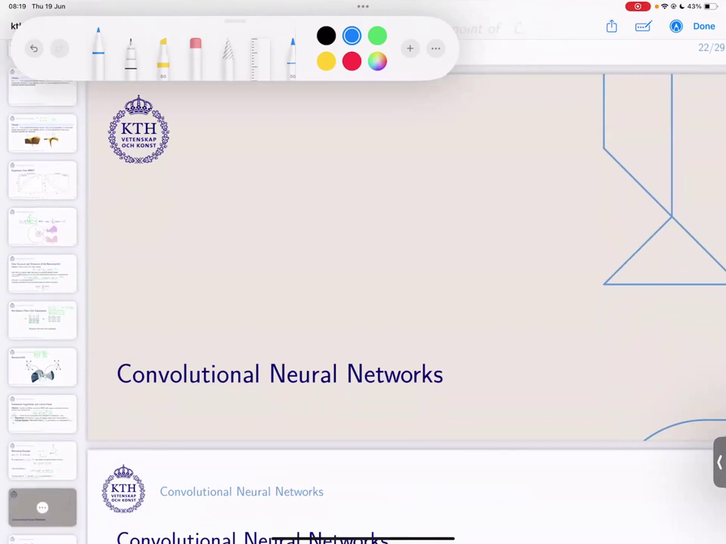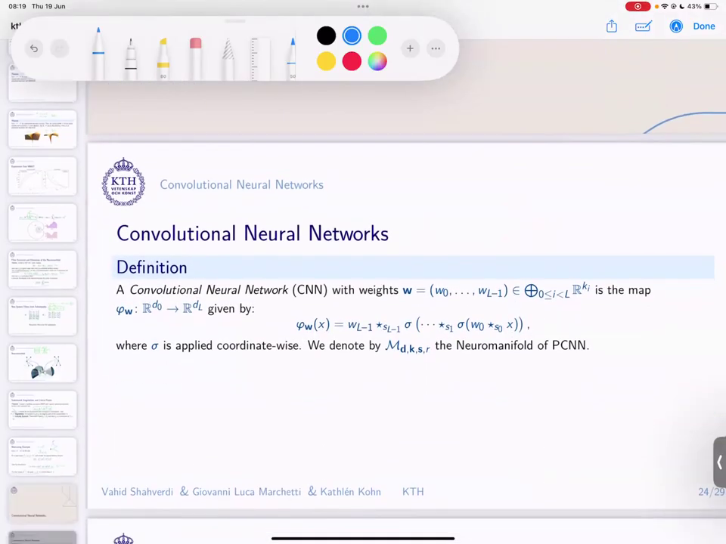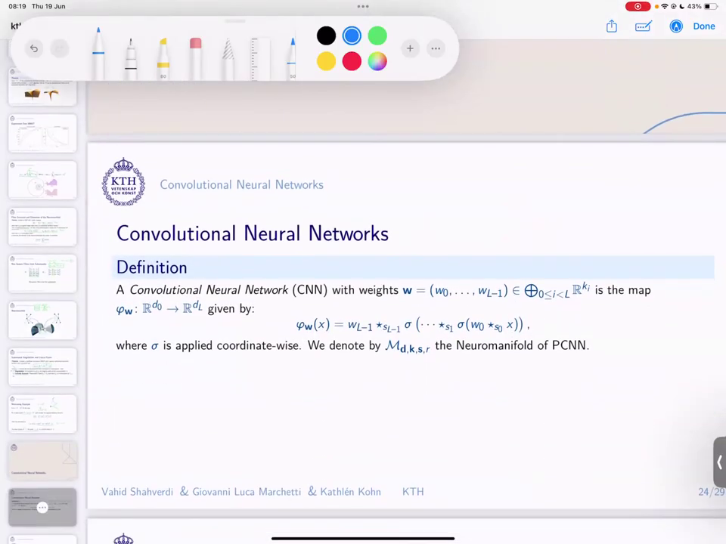Now I'm going to switch gears to the convolutional setting. So in the convolutional setting, I just consider this simple architecture. You have this tuple of filters in R^{k_i}. So every w_i is a vector in R^{k_i}. So the size of this w_i is actually k_i.